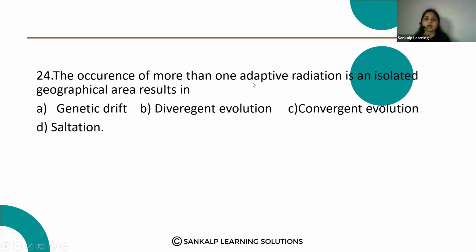Next question. The occurrence of more than one adaptive radiation in an isolated geographical area results in genetic drift, divergent evolution, convergent evolution, or saltation. Saltation means a single-step large mutation. You know the meaning of genetic drift, divergent evolution and convergent evolution. Here the correct answer is option C, convergent evolution.